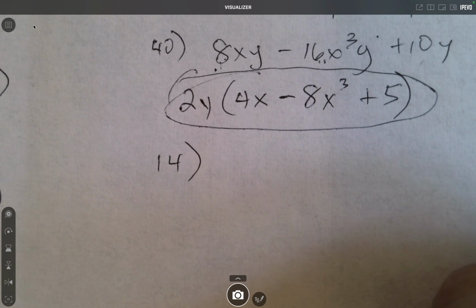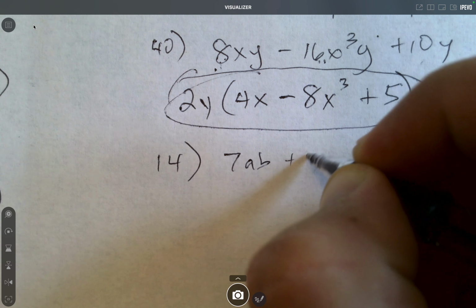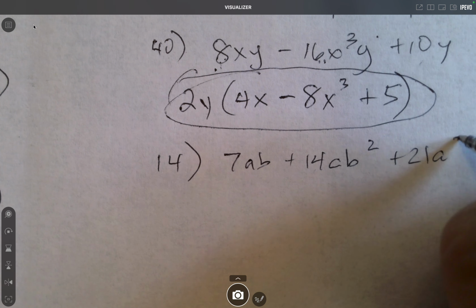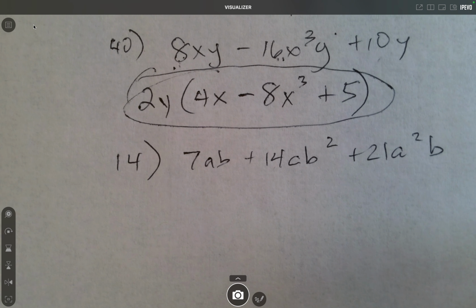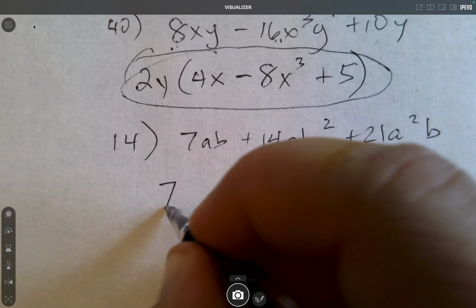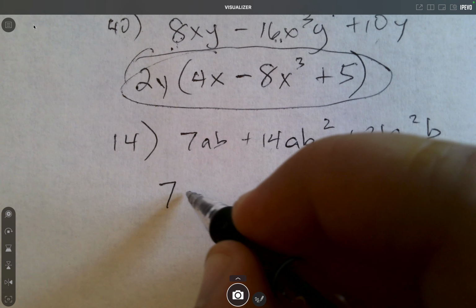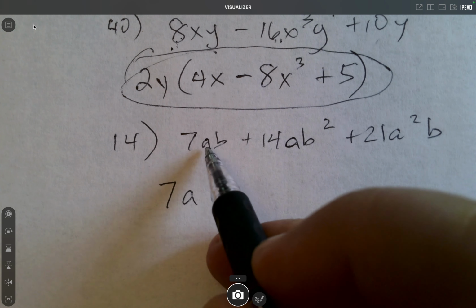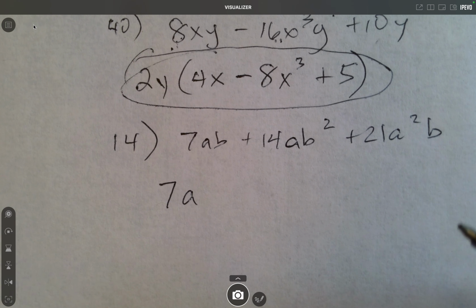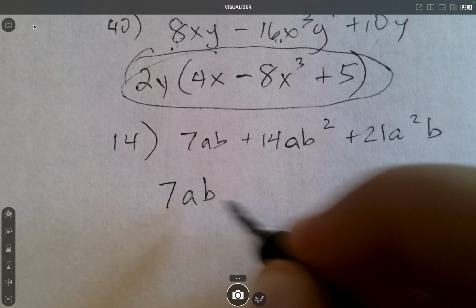Again, we are factoring. We're trying to find out what they all have in common. 7ab plus 14ab squared plus 21a squared b. So we got to figure out the biggest number that all of them have in common. That'd be a 7. They all do have at least one a, so we can pull one a out front, because these two only have one. This one does have two of them, a times a, but we can only pull out one from these. And all of them have at least one b. This one has two, but these two only have one each, so we can only pull out one b.